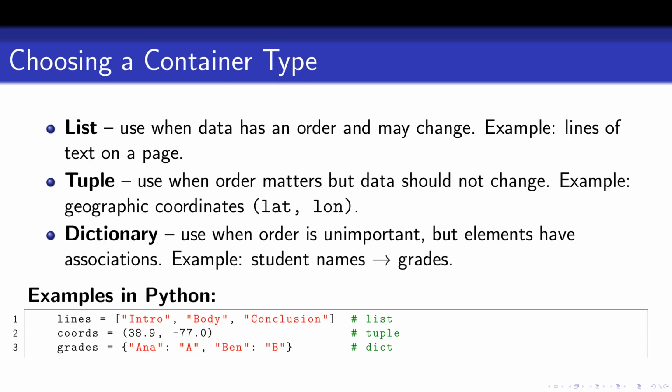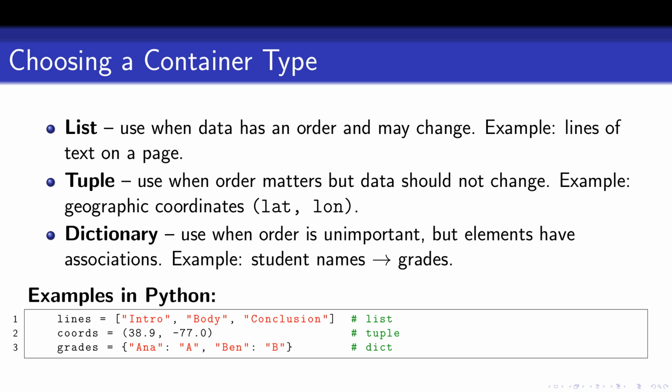Choosing which container type to use can sometimes be confusing for beginners, but there are general guidelines that help. A list is best when you have an ordered collection of data that may change over time, such as lines of text. Tuples are appropriate when you want an ordered sequence that should remain unchanged, like geographic coordinates. Dictionaries are the right choice when data has a natural association, like mapping student names to their grades. Sets, while not listed on this slide, are ideal when uniqueness matters more than order.